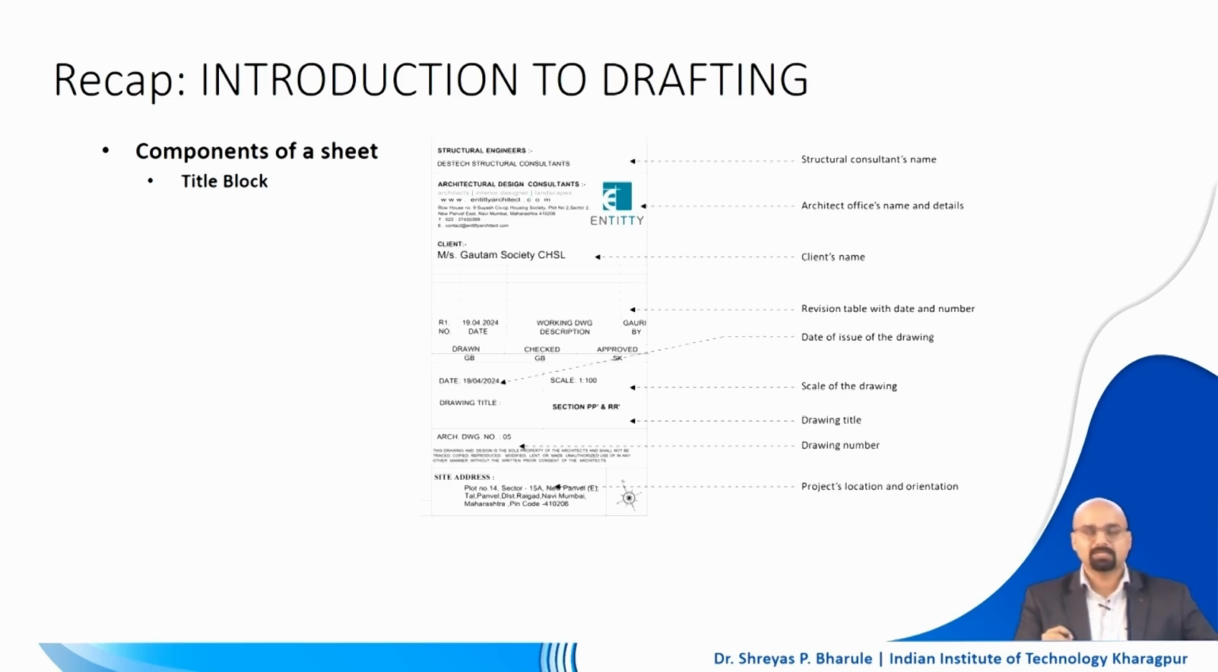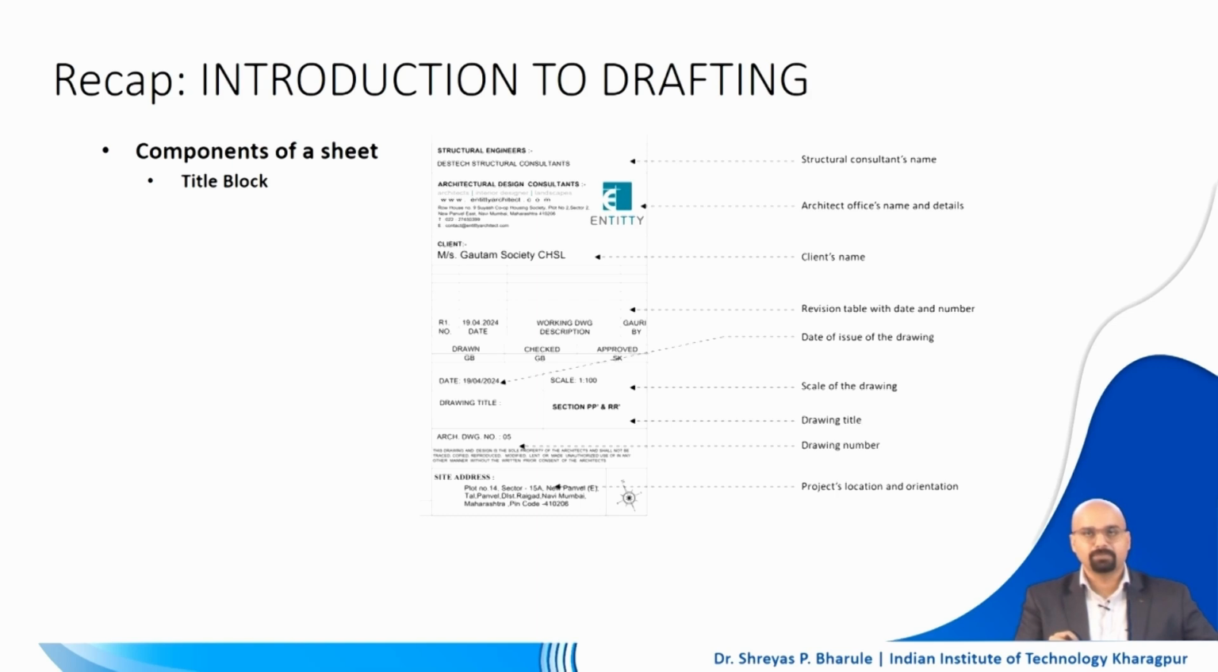We need to have the structural consultant's name, the architect's office name and details, and the client's name for whom these drawings are being drawn, for whose building these drawings are being compiled together. Then we have the revision table: for this one particular sheet, the number of revisions that have happened, on which date it happened, and what is the annex sheet that has been made, the amendment done to that drawing, where it goes, like what is the other drawing wherein this particular detail is represented.